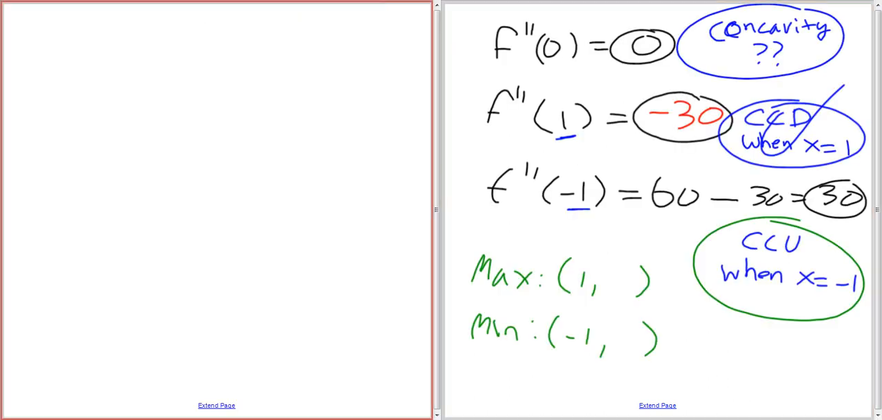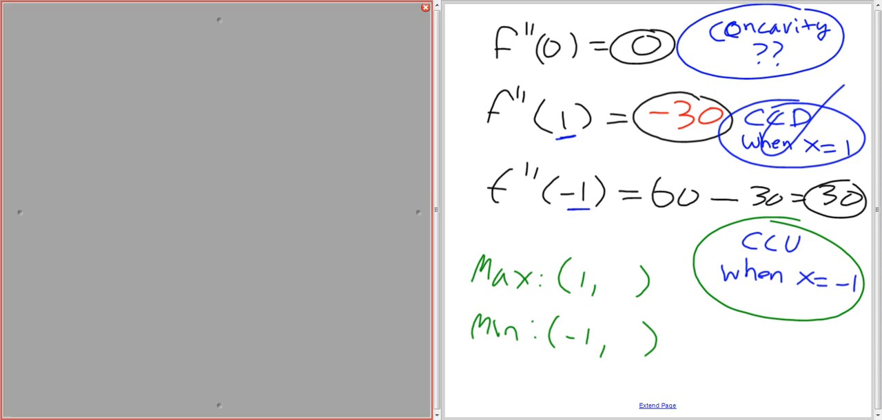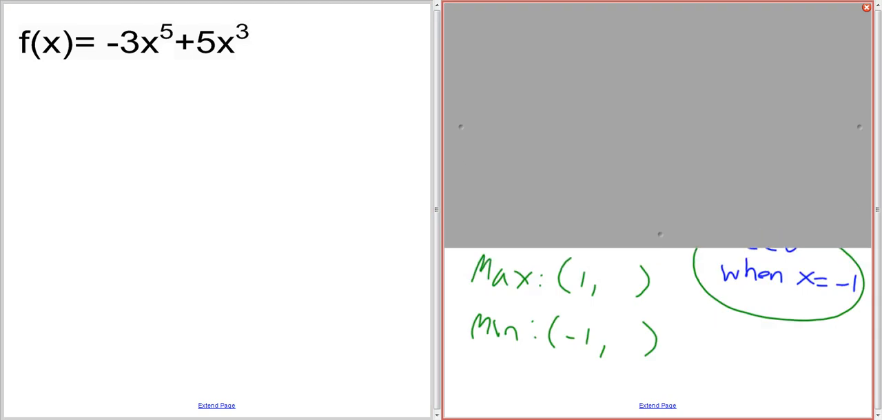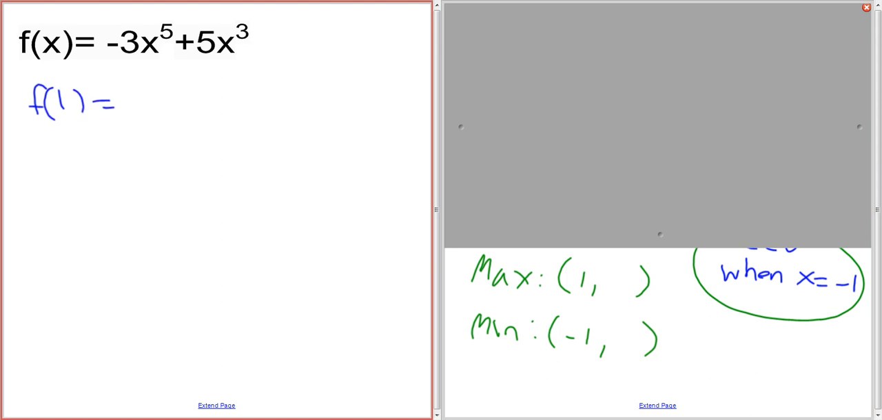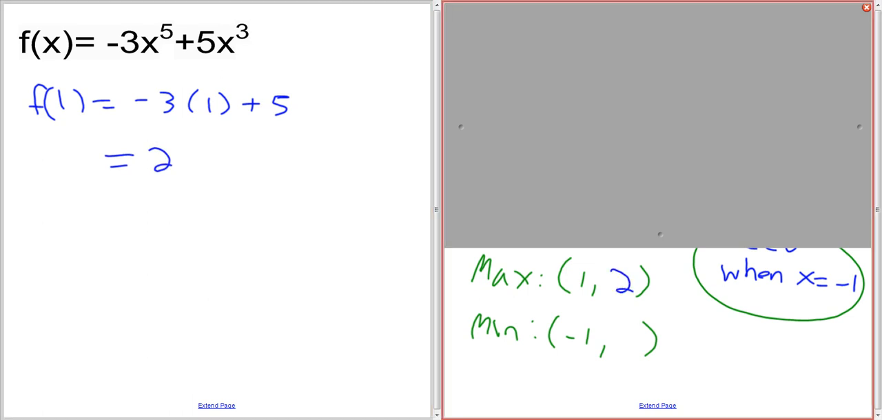And I want to figure out what the y values are, right? So now we're actually using all three functions in this type of problem. And this is where I think people have the most trouble. So we have a max when x is equal to 1. We don't need any of this stuff over here anymore. All we need is to find out what the max is. So it's 1 comma something. So it's really just f of 1. What's the y value that goes with that? Okay, so it is 2. So the max is 1 comma 2.